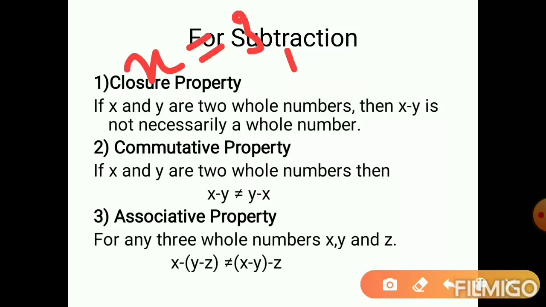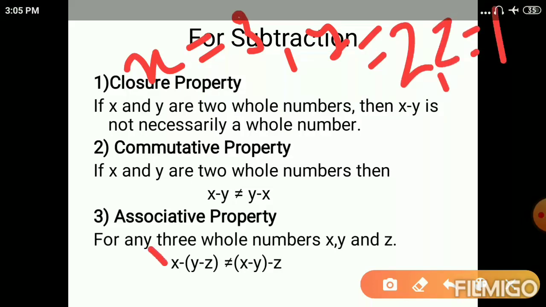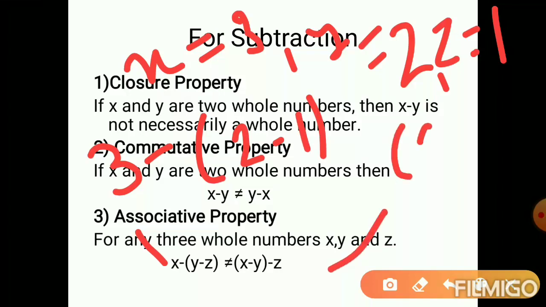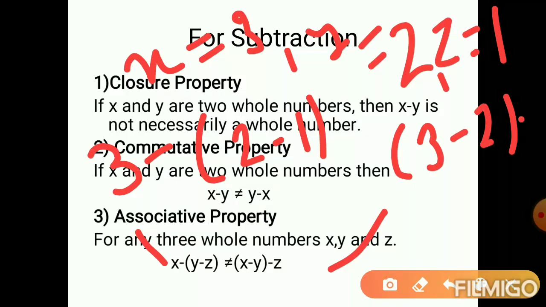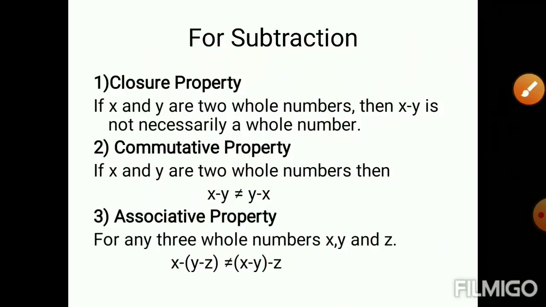Suppose x is 3, y is 2 and z is 1. So on the left hand side, x minus bracket y minus z, that is 3 minus bracket 2 minus 1, and on this side, x minus y minus z, that is 3 minus 2 minus 1. Here 3 minus 1 is 2, and here 3 minus 2 is 1, 1 minus 1 is 0. So here it is 2 and here it is 0. And 2 is not equal to 0. So this property is verified. So we can say that subtraction of whole numbers does not satisfy associativity.